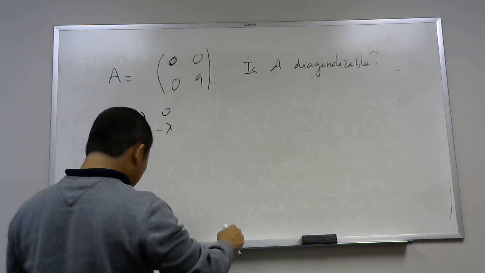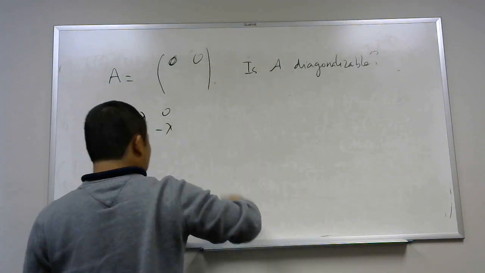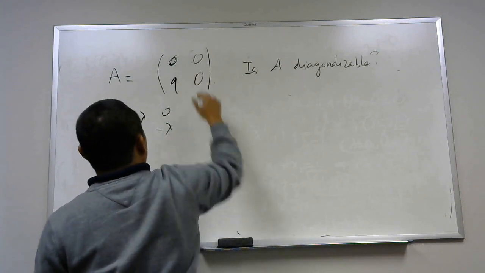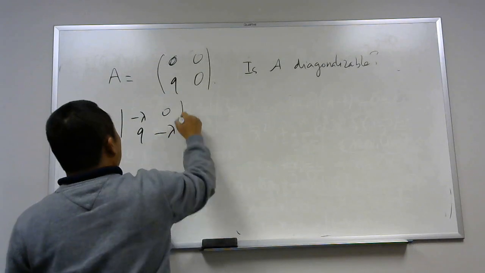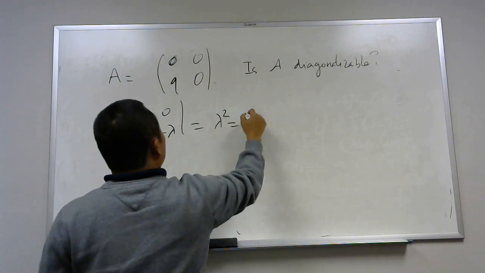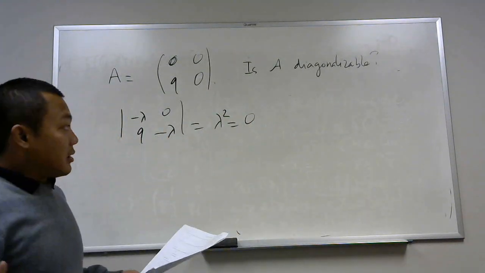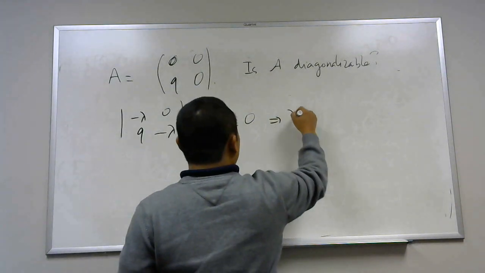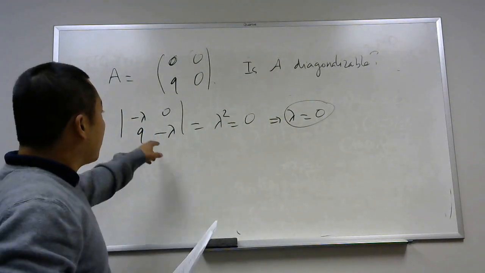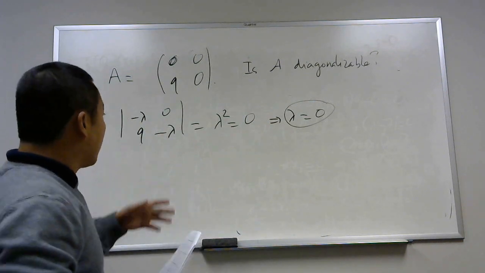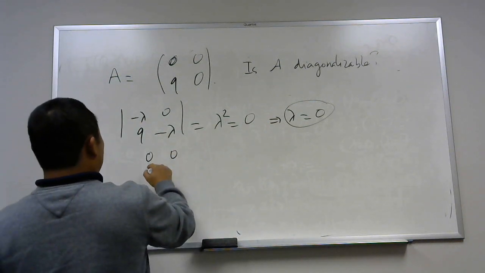Here I have, oh, I'm sorry. Here I have 9 and 0 here. So here should be 9 and negative lambda. And we get lambda squared, we set equal to 0. So we have only one again, lambda equal to 0. But when you put lambda equal to 0 into this, you get what? You get 0, 0, 9, 0, right?